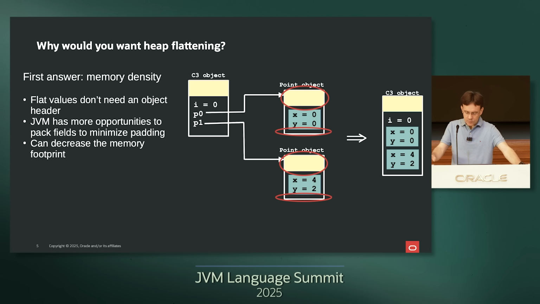When we allocate objects in the heap, we have a granularity of 8 bytes, meaning if the size of your object is not a multiple of 8 bytes, you might lose some memory, having some wasted bits at the end. With heap flattening, the JVM has more opportunity to rearrange the fields to have a more compact layout and avoid wasting these bits.